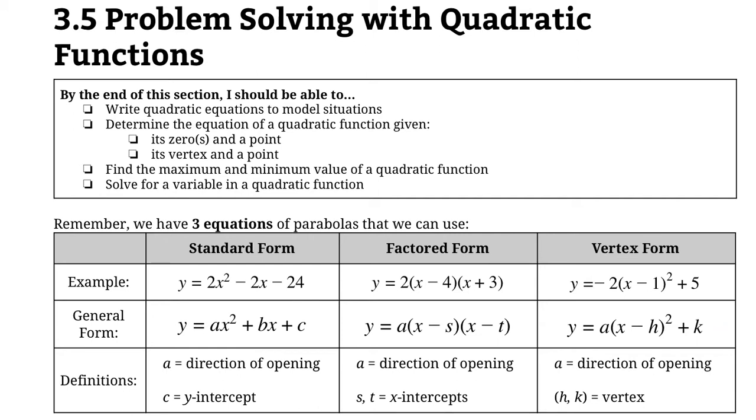And you can switch between the different forms of the equations. You can go from standard form to vertex form by completing the square. And you can go from standard form to factored form by factoring the equation. You can go backwards too by just expanding your equations and simplifying.